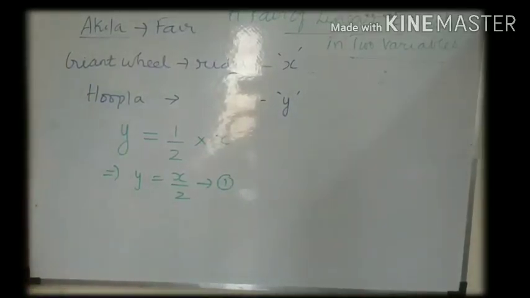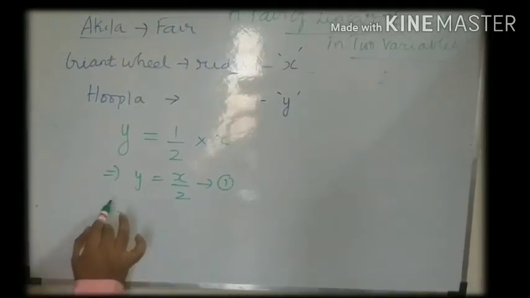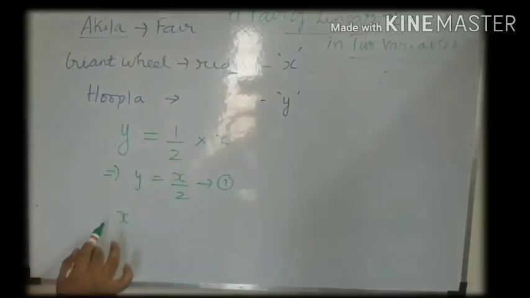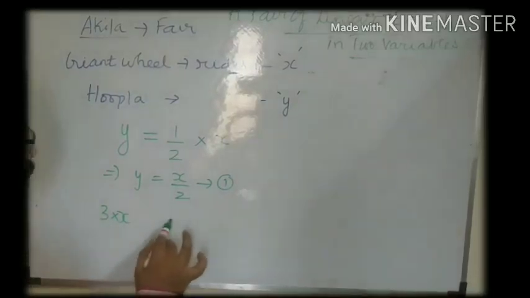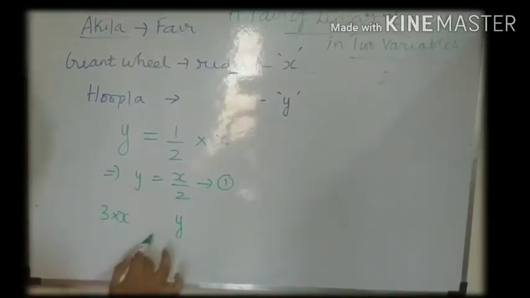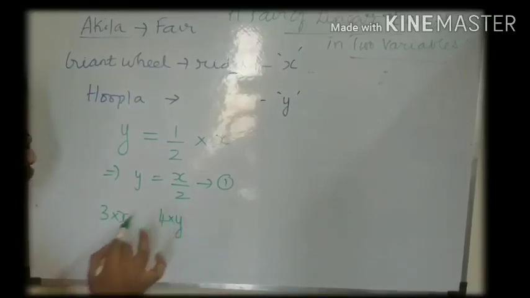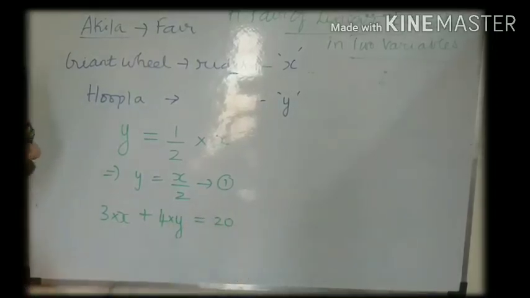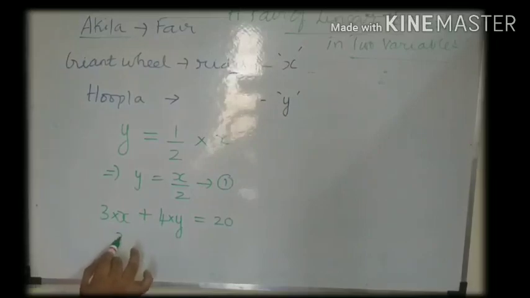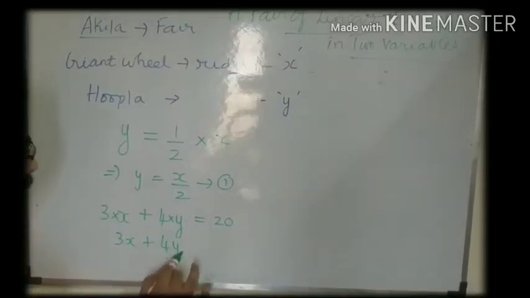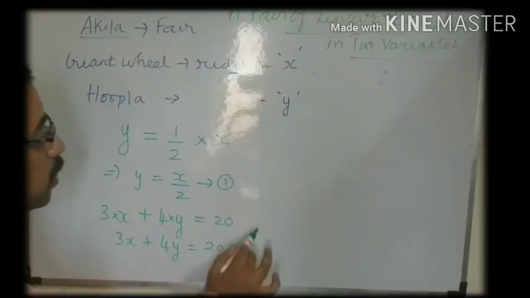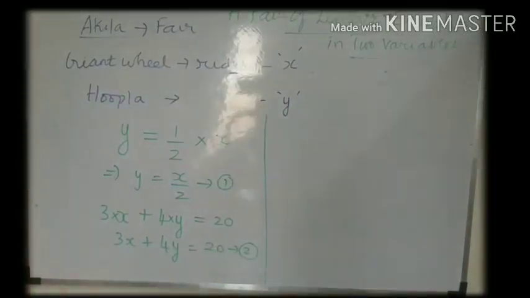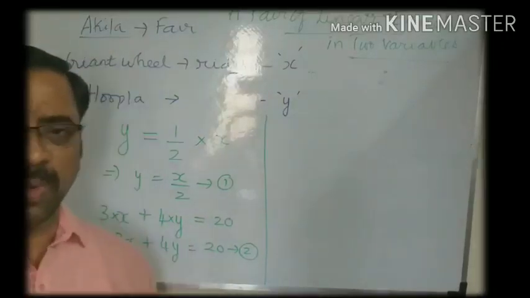And the second condition given to us was about the cost. The number of times she had a giant wheel ride is x, multiplied by its cost 3, so 3 into x. The number of times she played hoopla game is y, and the cost of playing a hoopla game is 4, so 4 multiplied by y. Adding together, she is having a total sum of rupees 20. So we get the equation 3x plus 4y is equal to 20, and mark this as equation number 2. Now we need to solve these two equations.